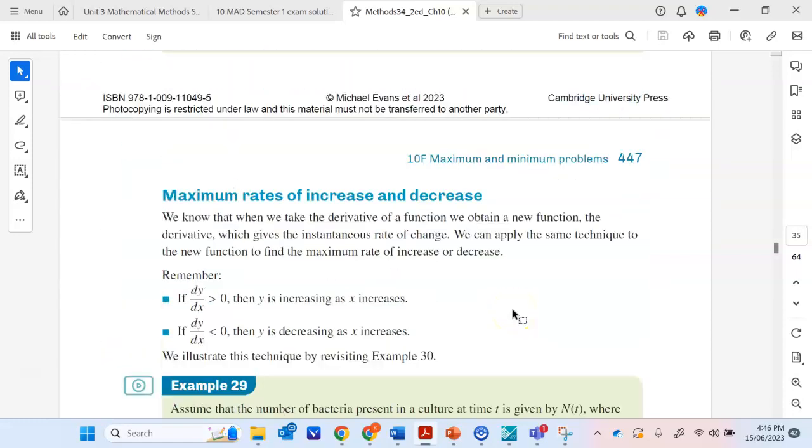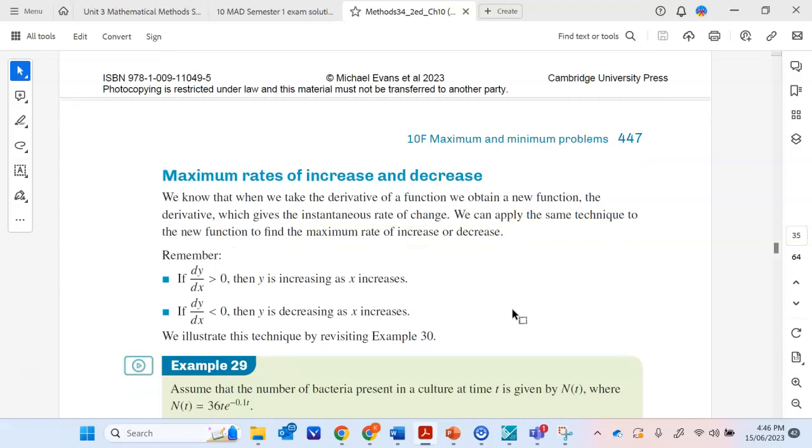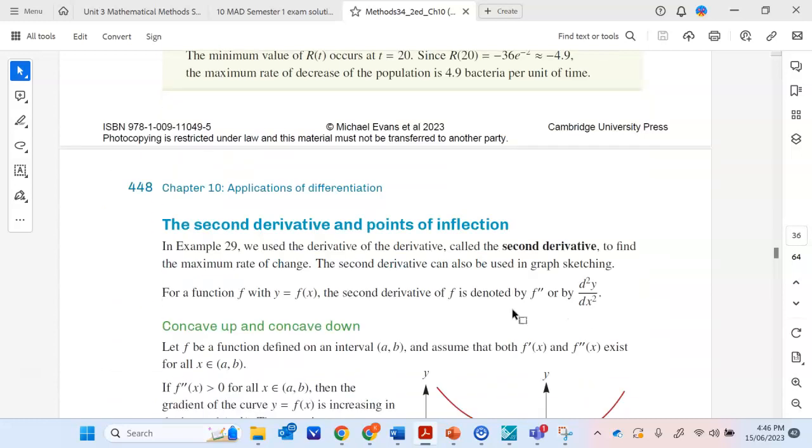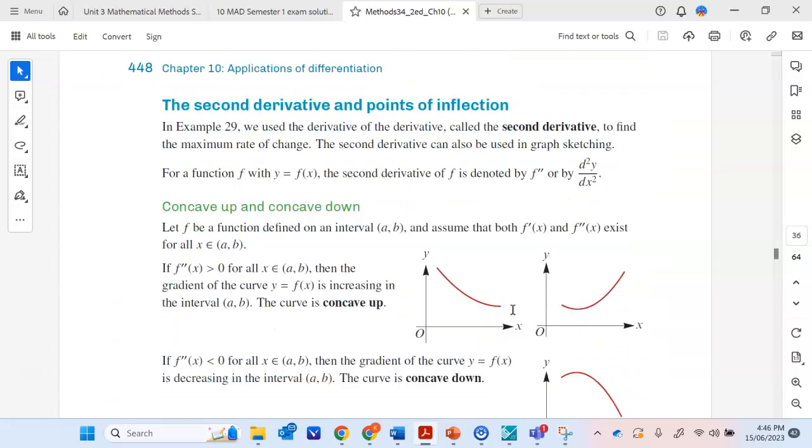Okay, so basically, I feel like I've explained it a little better than that short bit there. But we can also use the second derivative to help us sketch a graph. What we mean by concave up or concave down is whether your graph is up or whether it's down.